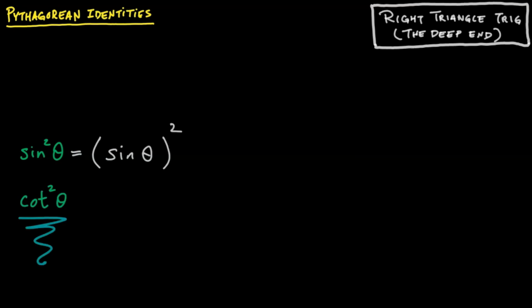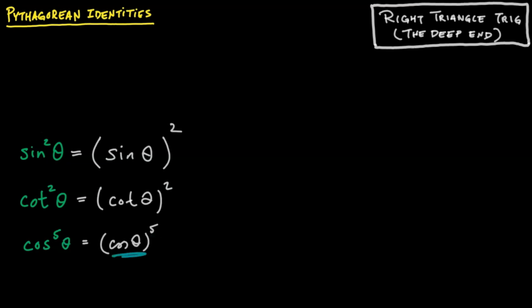If we write this, well, that simply means the square of cotangent theta. And not surprisingly, we generalize this to other powers of the trig functions as well. So we might write something like this, which simply means the 5th power of cosine theta. And the same idea holds for any of the 6 trig functions and any positive power thereof.